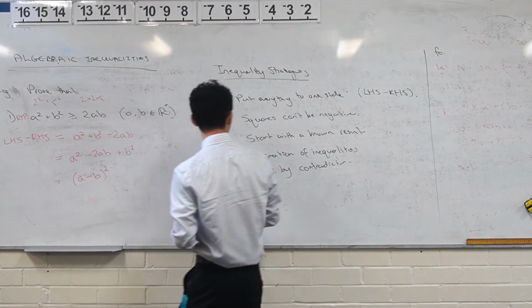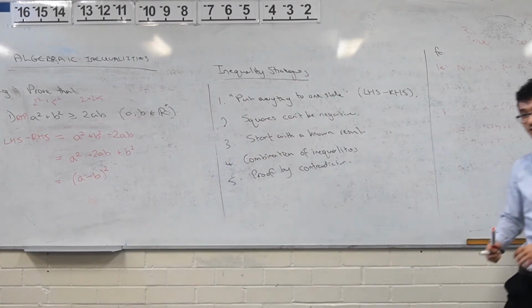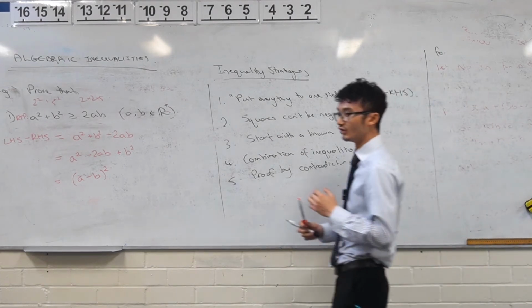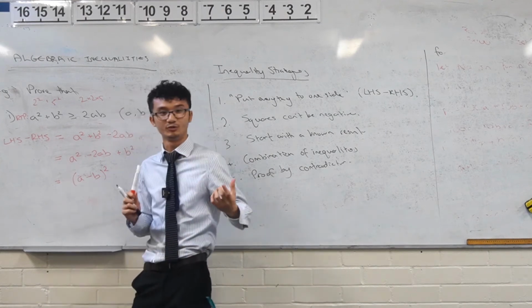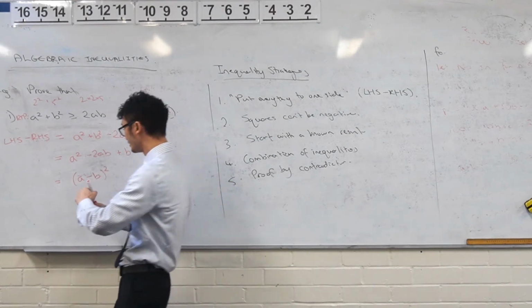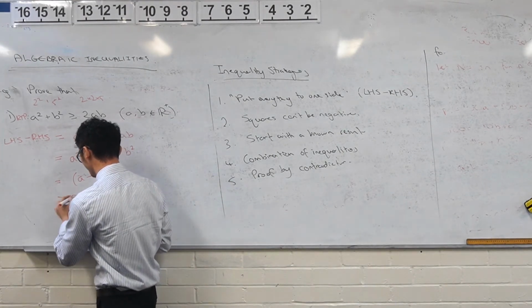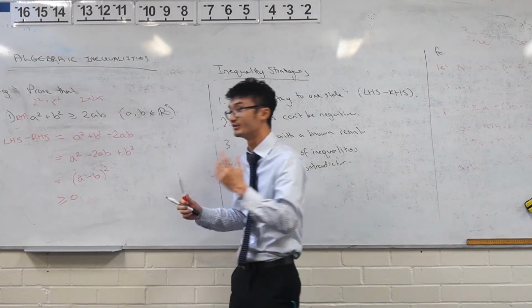Why is that useful? Go back to the second statement. Squares can't be negative, right? So the key thing here is that this thing is always going to be positive because we're squaring that whole expression. This will always be greater than or equal to 0, right? When is it equal to 0? Well, if a and b are the same value, for example.